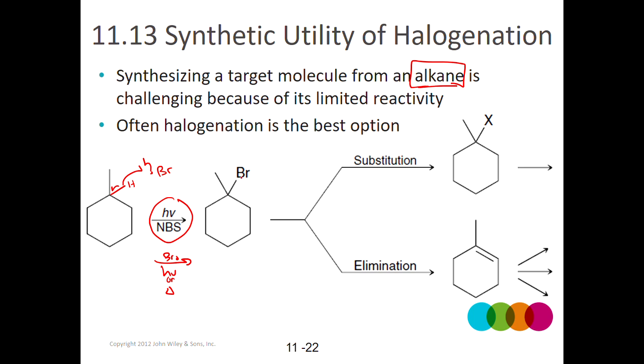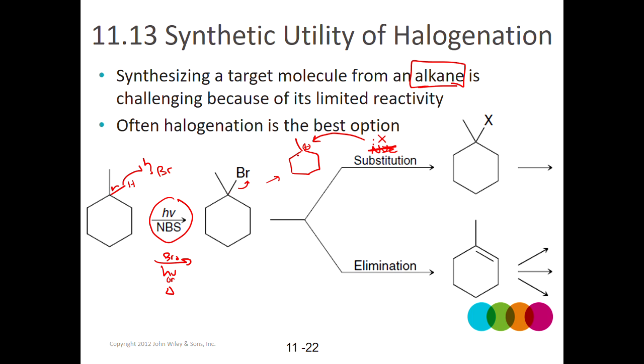Once I have the bromine attached, now there's a variety of other reactions. It's a good leaving group, so it could leave and produce a carbocation. And then I could get some nucleophile, just call that X, to come in there and do a substitution reaction.